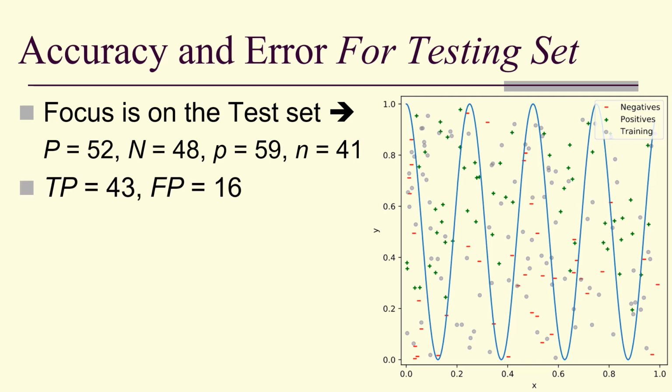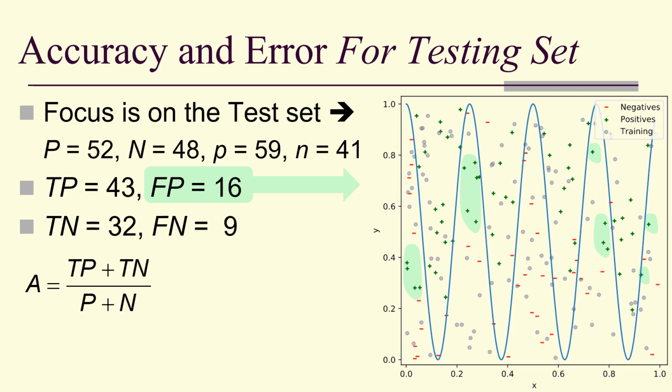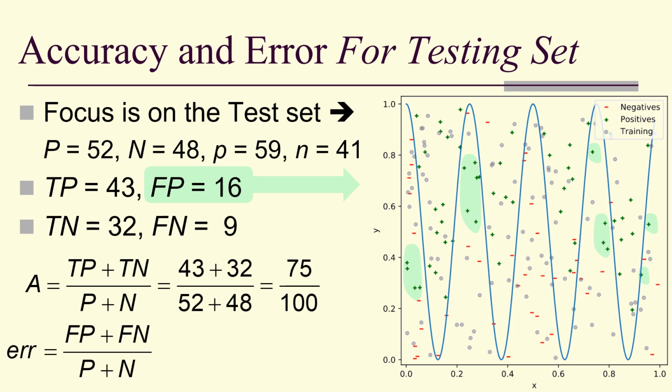The true positives is 43 and the false positives is 16. And you can see the false positives, I've marked them in green. There are 16 of them. The true negatives, 32, the false negatives, 9. The accuracy is the true positives plus the true negatives over the positives plus the negatives, which is 43 plus 32 over 52 plus 48, which is 75 over 100, 75%. The error is 16 plus 9 over the 100, which is 25 over 100, 25% error.